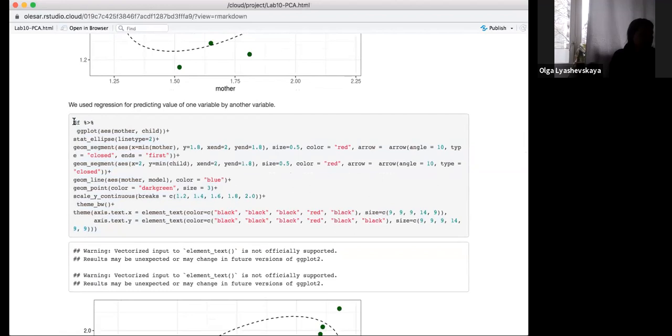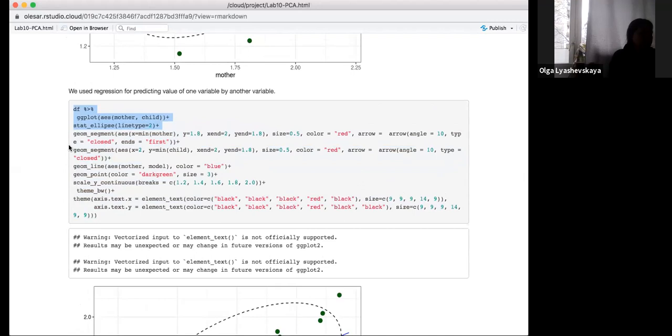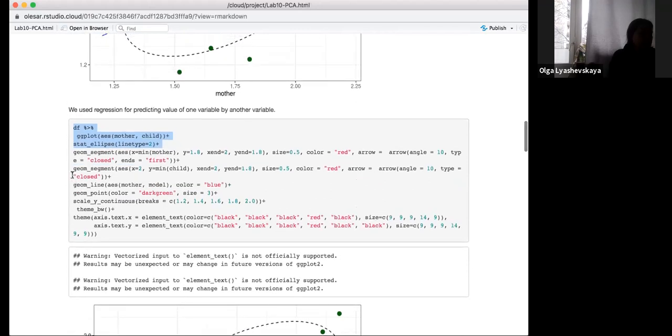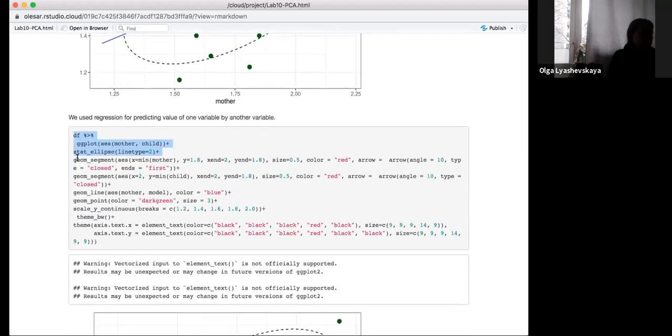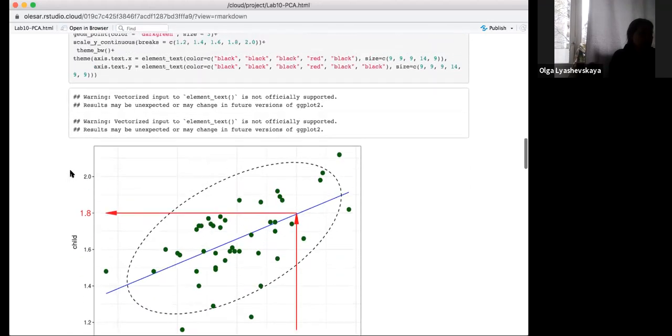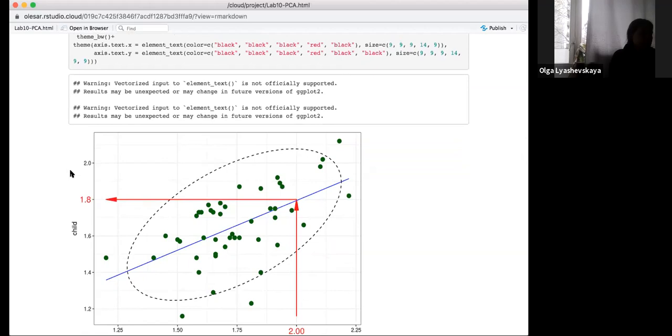Okay, so the beginning of the code is the same as above, right? And now I actually also make a kind of prediction using my model. Geom segment is actually just for drawing the errors. So I can put these two red error lines here on the plot.